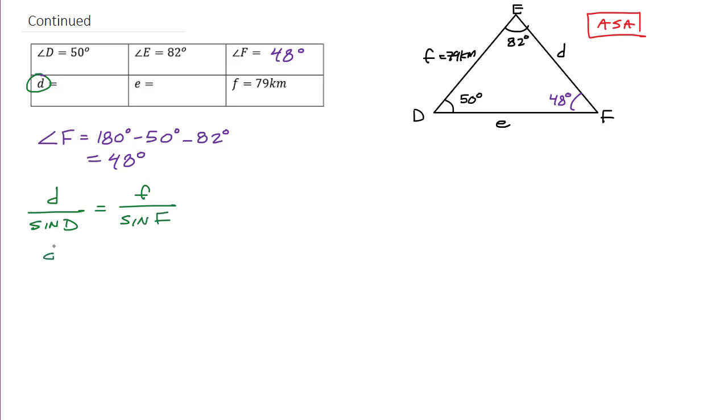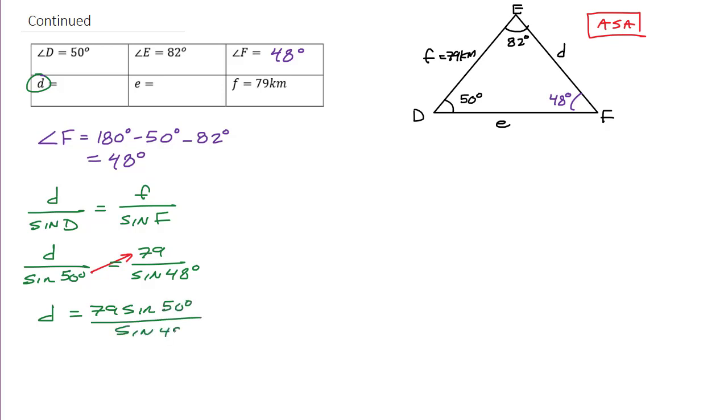All right, so let's sub in everything we know. D, we don't know. Angle D, we do know, is 50 degrees. Side F is 79 kilometers, and angle F is 48 degrees. Okay, so it's a proportion, like you did in grade 9. When you have two fractions equal to each other, we call that a proportion. To solve a proportion, you have three pieces of information, and you solve for the fourth. That's exactly what we have here. So let's just use cross product. In other words, multiply both sides by sine of 50. We get D equals 79 times sine of 50 degrees divided by sine of 48 degrees.